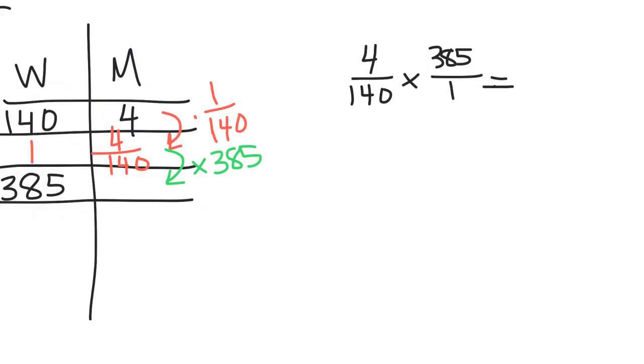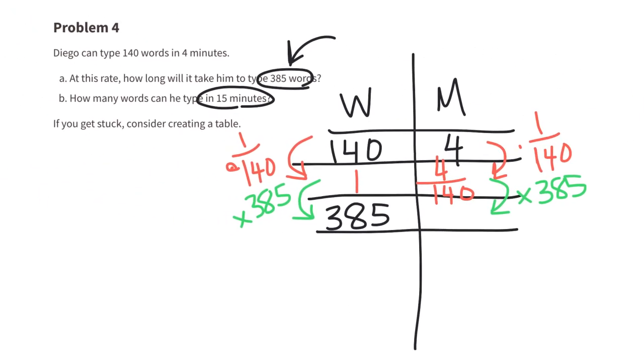So I'm going to bust out my calculator. 4 times 385 gives me 1540 over 140. Now I'm going to divide those two numbers, 1,540 divided by 140. That gives me a nice, tidy 11. That wasn't so bad. So it's going to take him 11 minutes to type 385 words. So now we want to know, how about 15 minutes? How many words in 15 minutes?